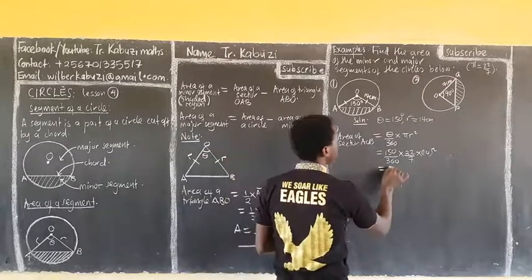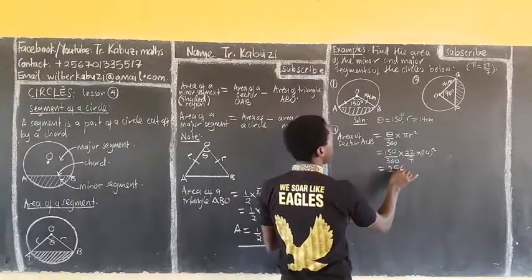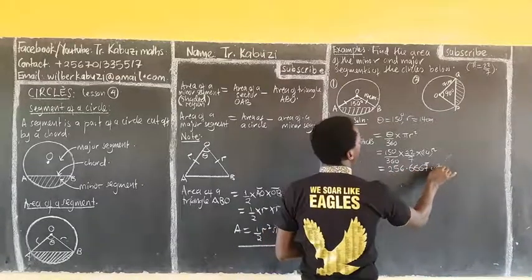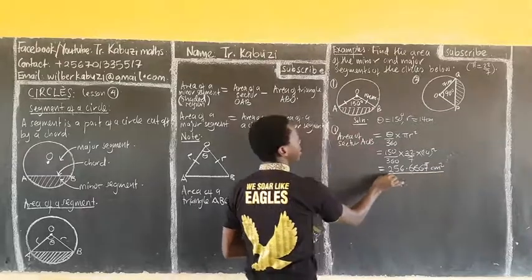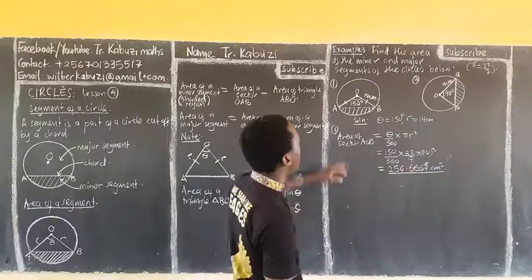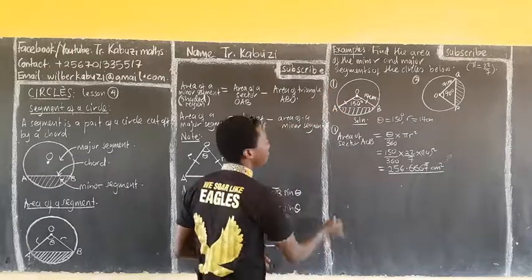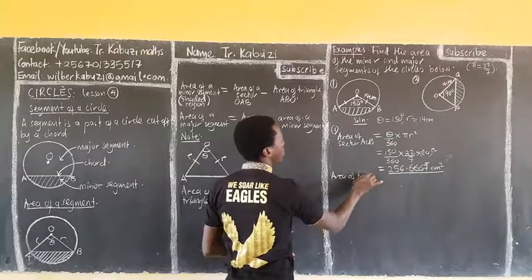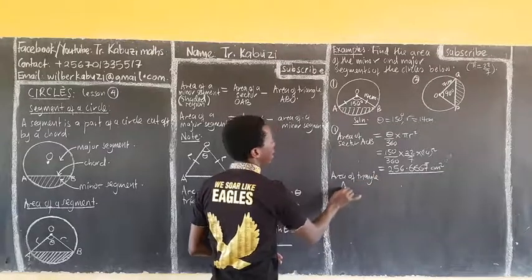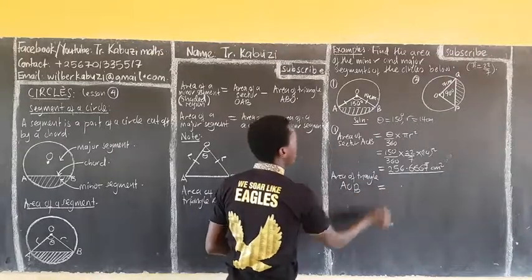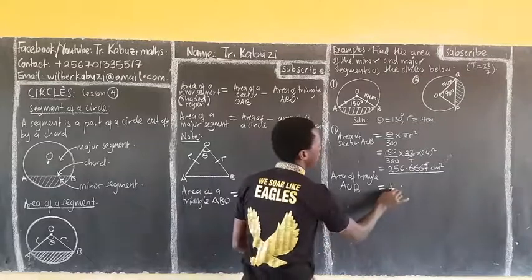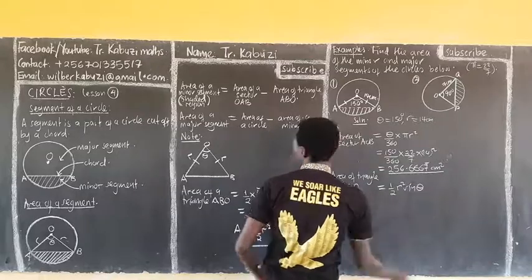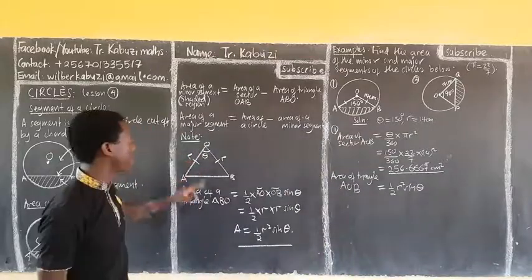here I'm getting 256.6667. These are now centimeters squared. So that's the area of our sector. But we also need the area of this triangle. So now, area of triangle A or B is going to be, now we say it's going to be a half r squared sine theta from here. I think you remember this formula here.